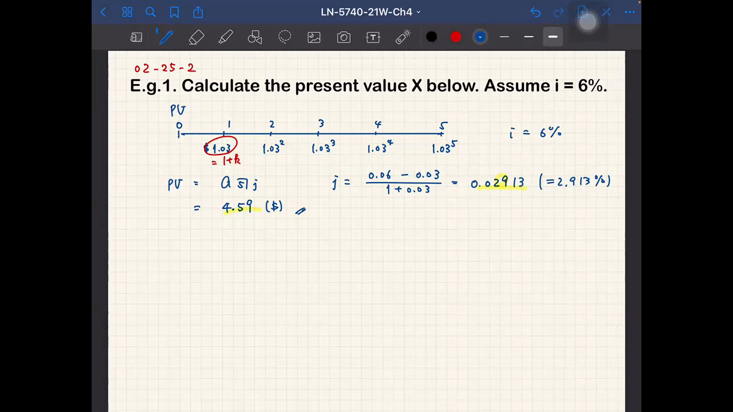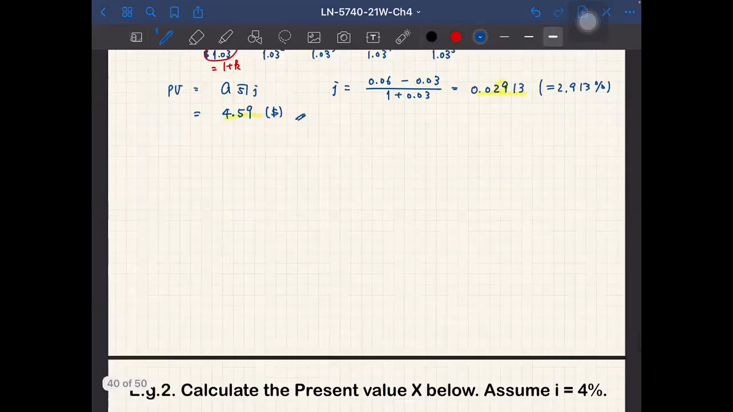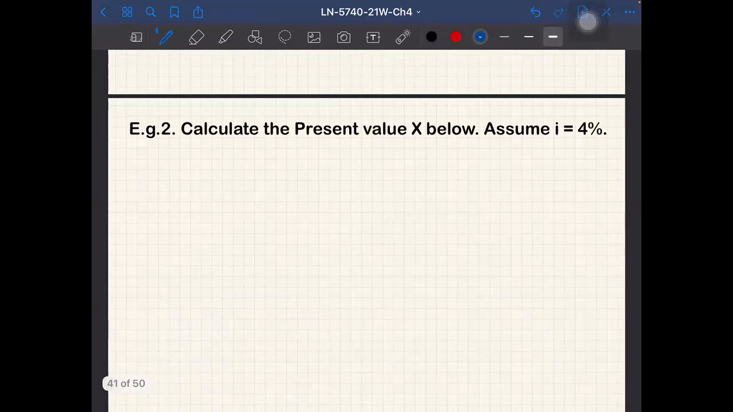So now the second example. So calculate the present value X. And here we have slightly more complicated cash flow. So suppose that we have the 10 years. So annuities for 10 years. And 0, 1, 2, 3, up to 10.